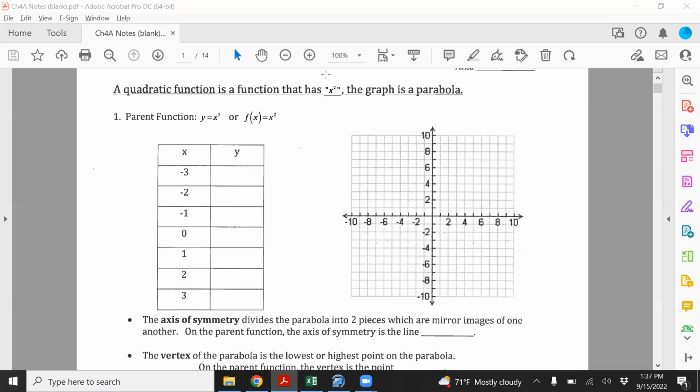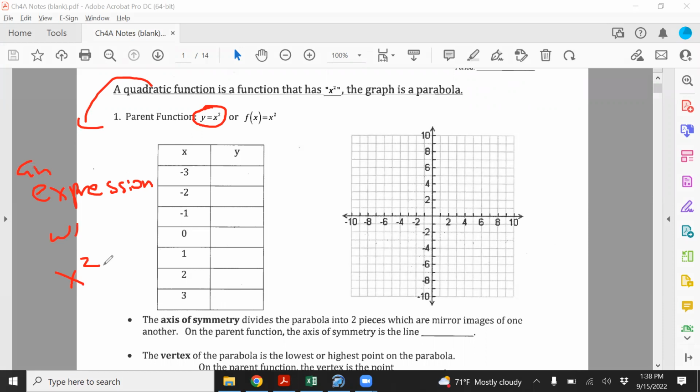I heard some mumbles and groaning, like, oh, we're doing this x squared stuff. It's not that hard, and we're going to start pretty easy. You're squaring x, right? Quadratic functions is basically when you have an expression with x squared. That's what a quadratic function is: an algebraic expression with x squared in it.